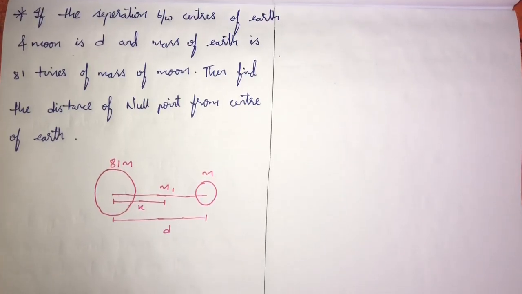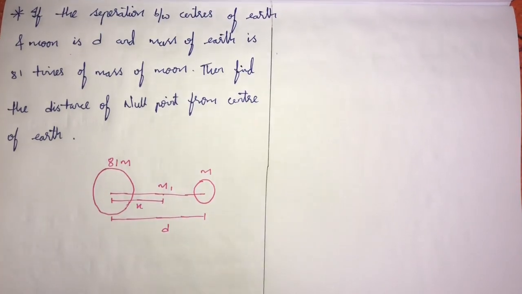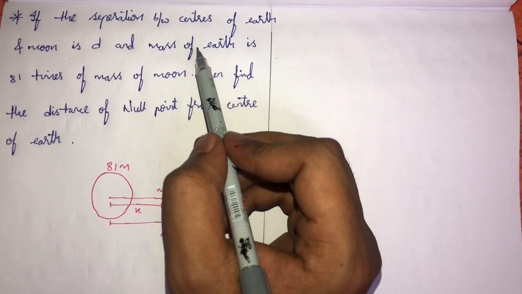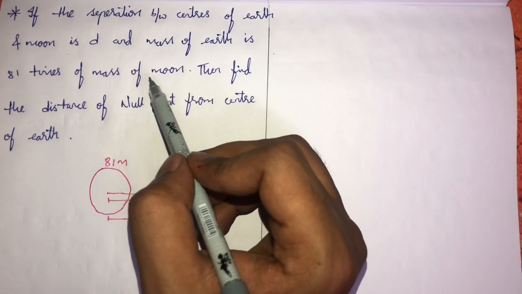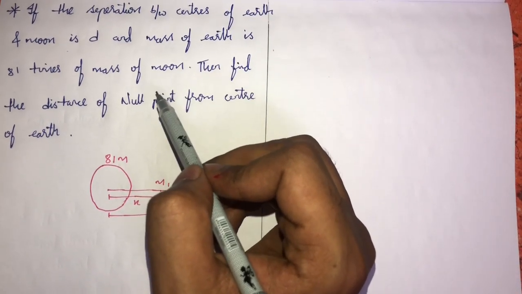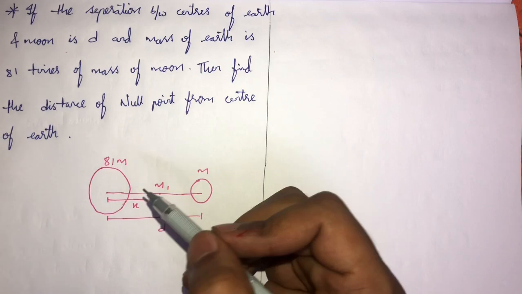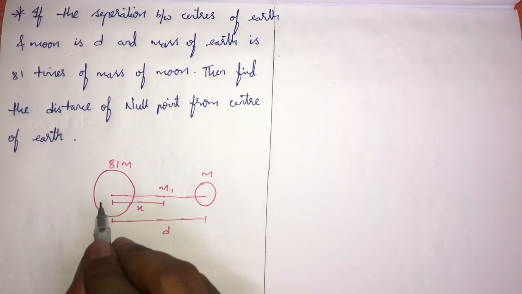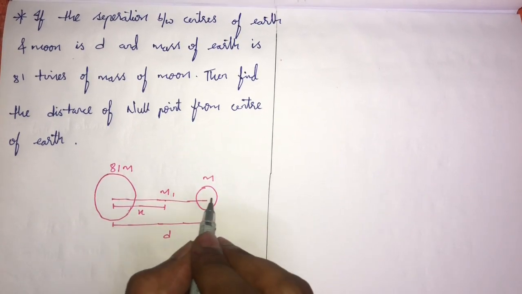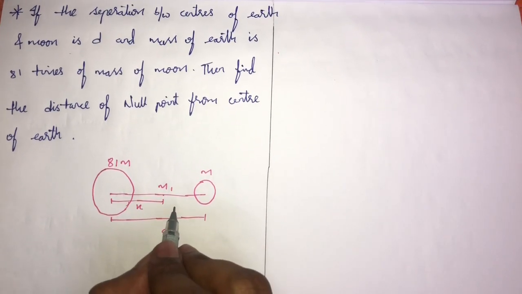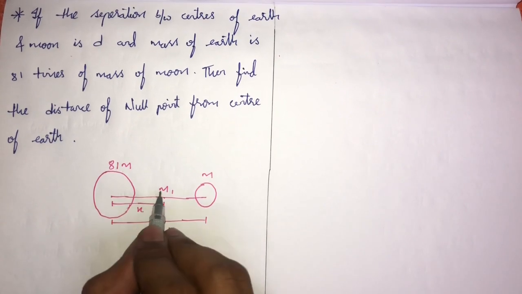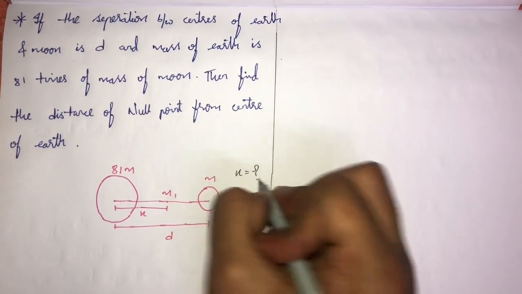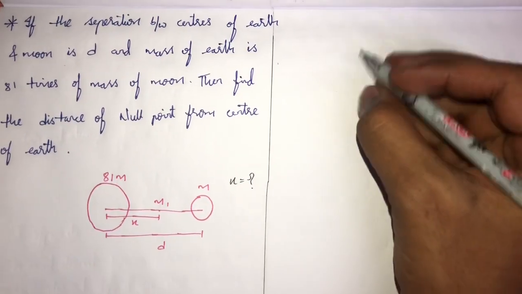Let's see a problem related to the null point. Here given the separation between the center of the earth and the moon is d, and the mass of the earth is given as 81 times that of the mass of the moon. Then find the distance of the null point from the center of the earth. So here the mass of the earth is 81 times that of the moon, and the distance between the center of the earth and the center of the moon is d, and the distance of the null point from the earth is x. So we need to find the value of x.